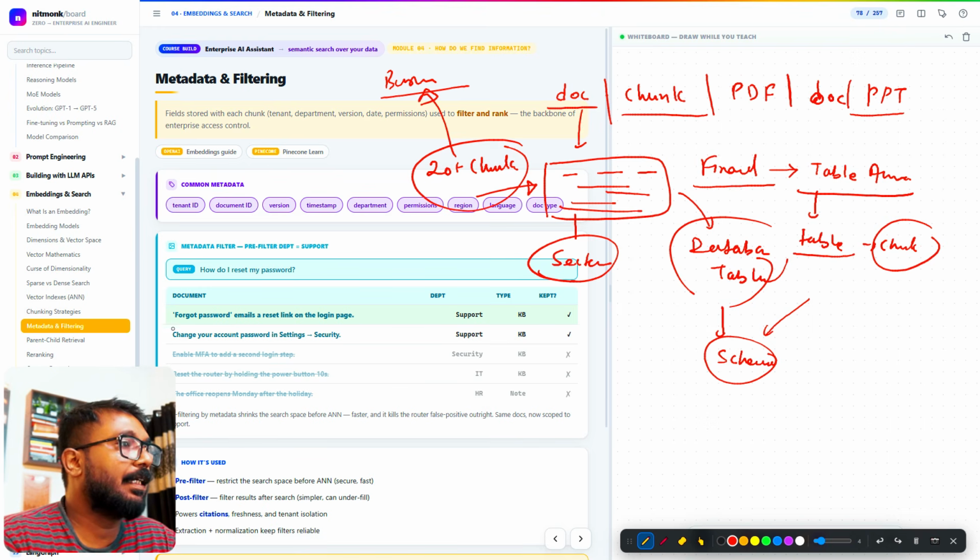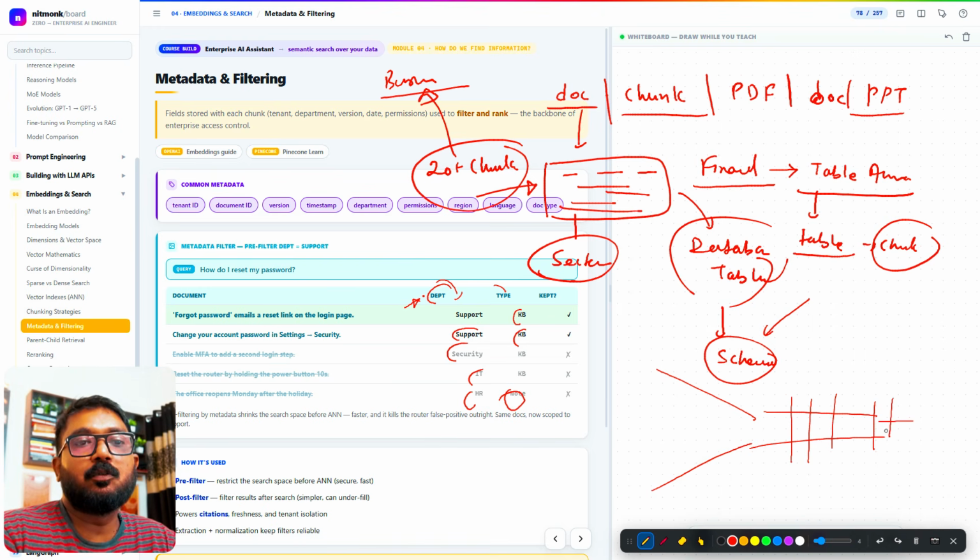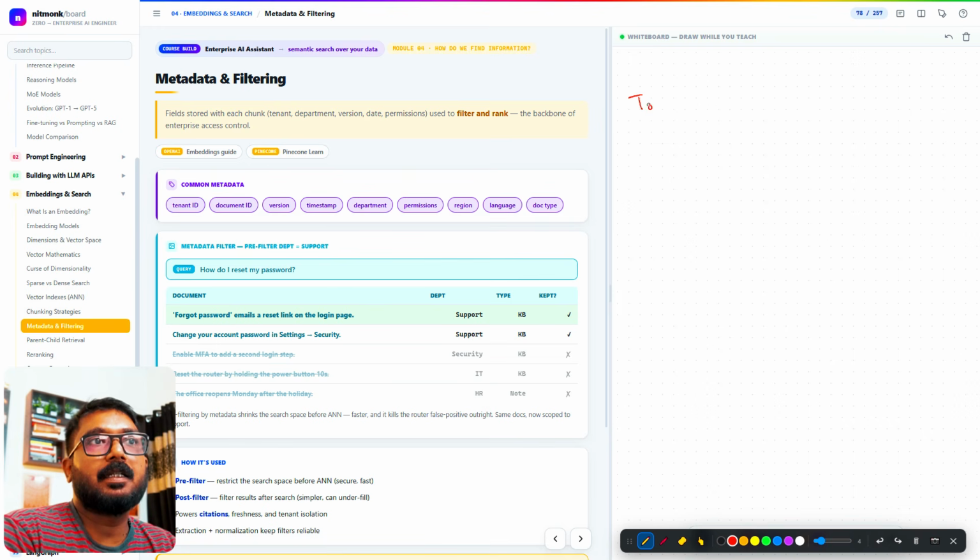So now you try to understand how department, support, security, IT, HR has been given. Type is knowledge base, and a note is given. This way, if you create metadata for a chunk, then you can drill down, basically create a funnel where you can cut the pieces, and do lexical search or apply metadata filtering without applying vector embedding. As vector embedding is costly, it will cost you tokens, correct?